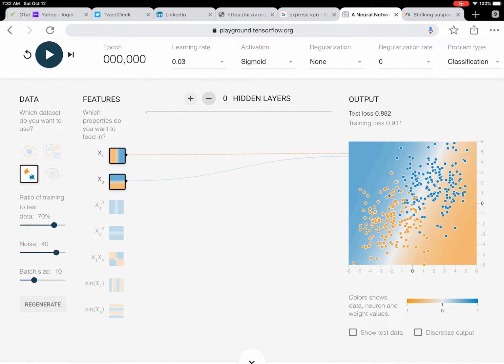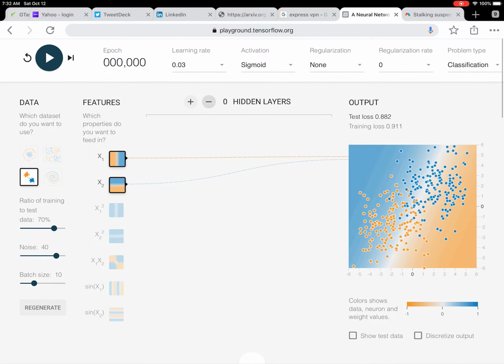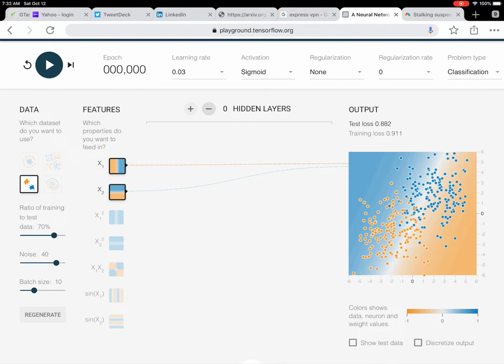Now I have only the inputs x1 and x2, and notice the output has these 2 numbers called test loss and training loss. Those numbers tell you how well the learner is doing in reducing the loss on the training data, that means the error on the training data, and how well it is doing in reducing the error on the test data.